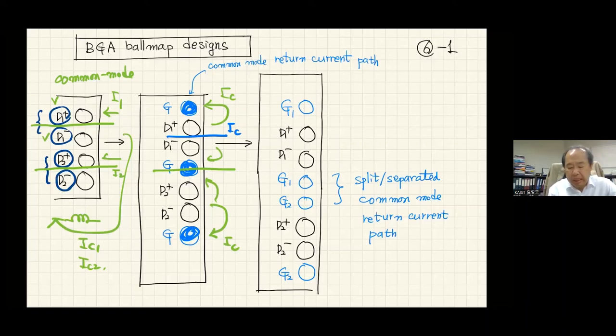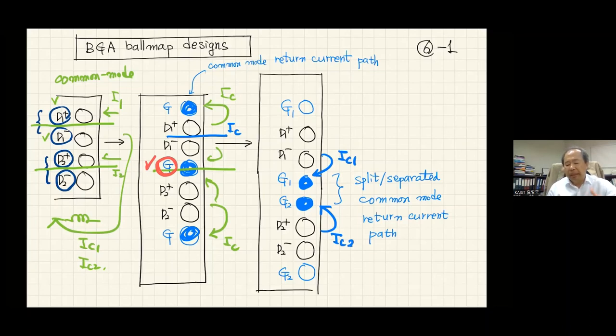But still, I can see that some of the common mode will be overlapped in this ground ball, and possibly it can create some noise coupling between them. So in order to completely separate the common mode return current of differential pair one and pair two, we can add two ground balls. That will be a path for common mode of differential pair one, and common mode current of pair two may go through these two.